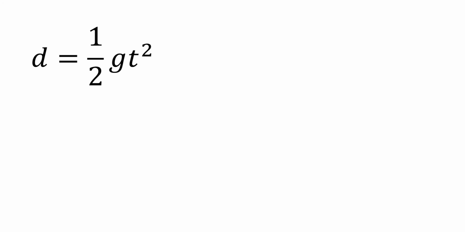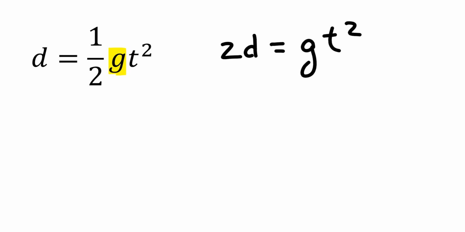So for example, if I ask you to solve this particular equation for g, if I want g completely by itself, one of the things I might do is choose to multiply everything by 2 first to get rid of the fraction. So I might write 2 times d equals g t squared. And then if I'm solving for g, the next thing that I would do, you can see I'm multiplying g by t squared, so I'd simply divide both sides by t squared. So I could say 2 times d divided by t to the second power is g.